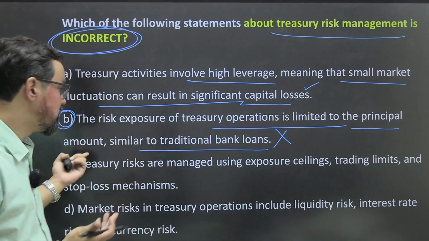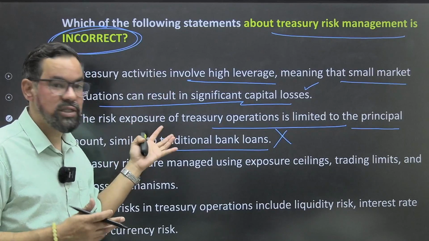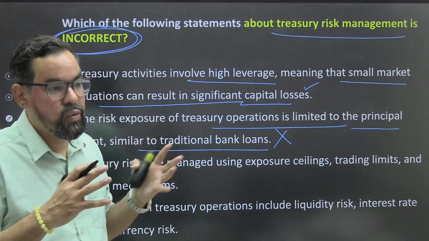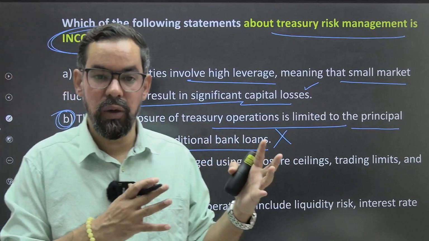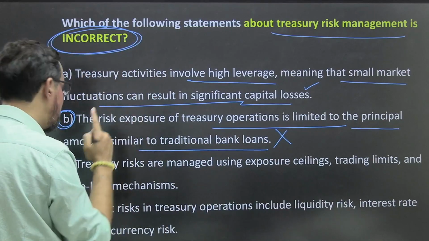So this is wrong, because you are having the advantages of leverage in this particular market. Just like sometimes if you miss your exposure limit and all, somewhere because of that, a very big loss can happen. This statement is inaccurate.